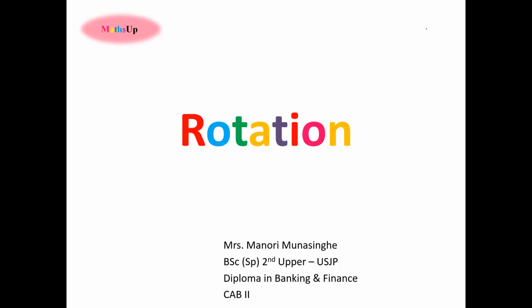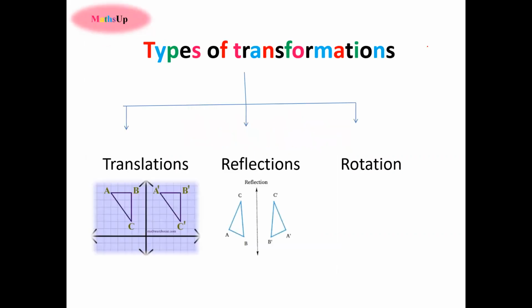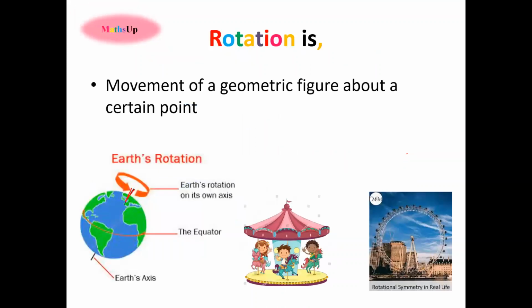In this video, I'm going to talk about rotation. So let's start rotation. There are three types of transformations: translation, reflection, and rotation. In my coming videos, I'm going to talk about translation and reflection. Today, we'll see what the rotation is.